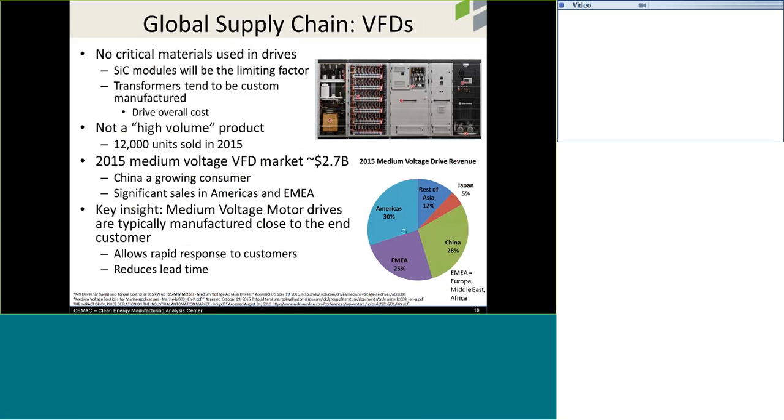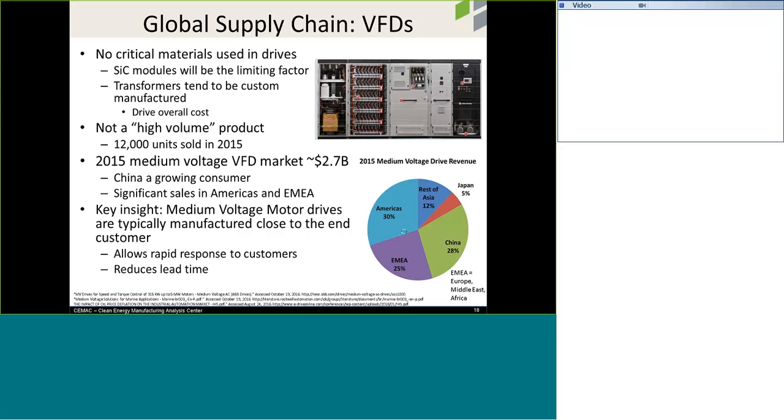Now, I want to take a step back and say that at this time, it is our understanding that there is no company actually providing silicon carbide medium voltage variable frequency drives to the market. But basically using the current drives, we know that what would be a limiting factor was the availability of the silicon carbide modules. We also know from our interviews that the transformers tend to be custom manufactured, and so they're going to also drive the overall cost in the drive.